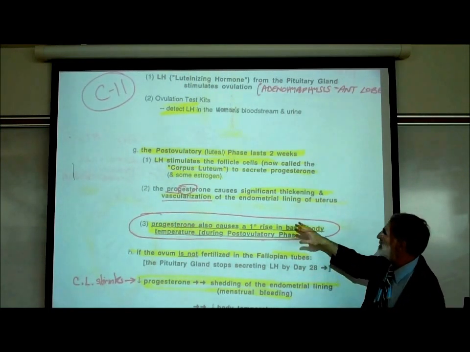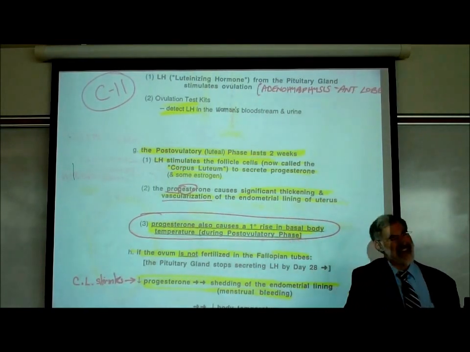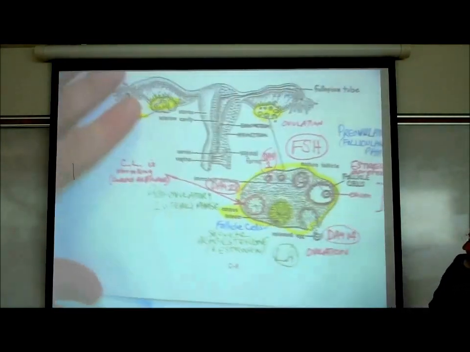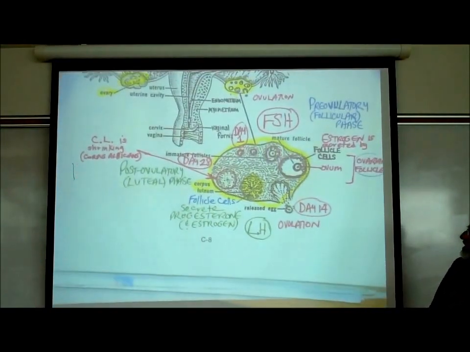And the progesterone is going to cause significant thickening of the blood vessels, which is called vascularization, in the endometrial lining of the womb. Let's go back to page C8. And I'm purposely using C8 because it looks more anatomical. After this, we're going to get to a more physiological drawing.